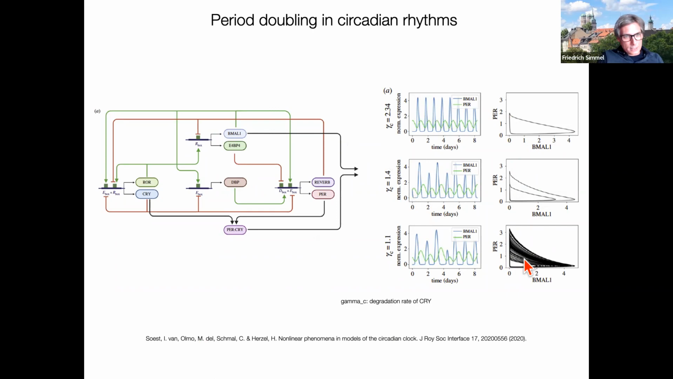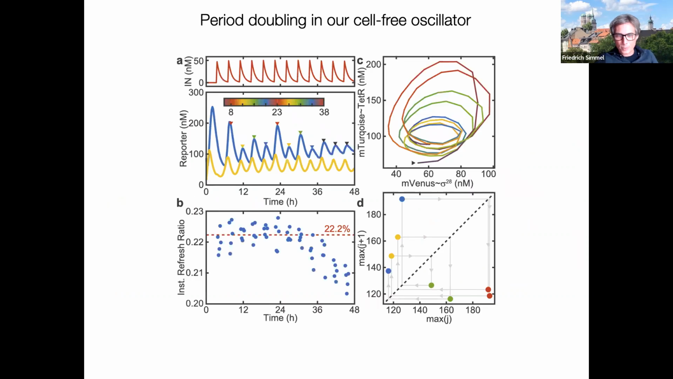The issue is that this has never been really very well observed in experiments, because in biology, in order to show period doubling and chaos, you need to have very good long-term observations, and that seems to be very difficult in biological systems. And we thought, well, maybe we can do this with our cell-free system, and that's essentially the message of that paper, that at certain external driving strengths, we now indeed see period doubling.